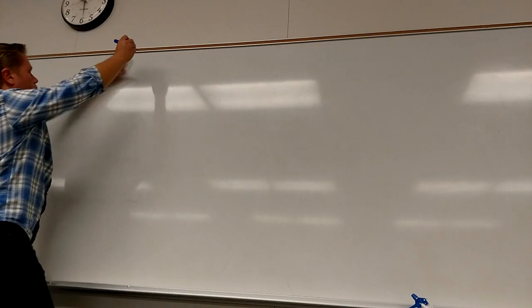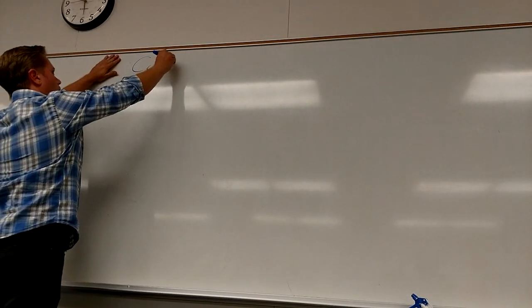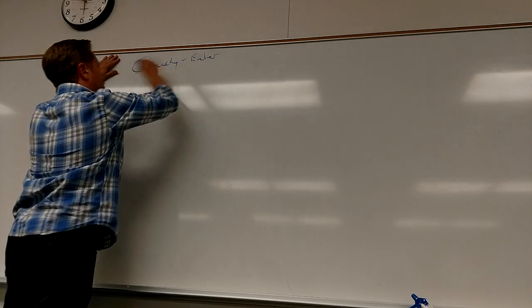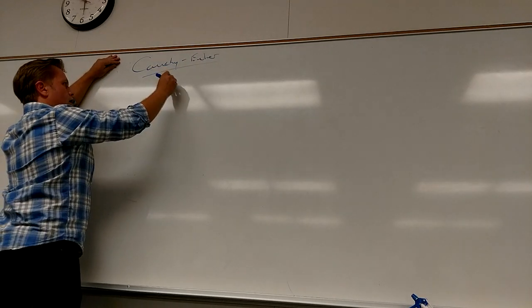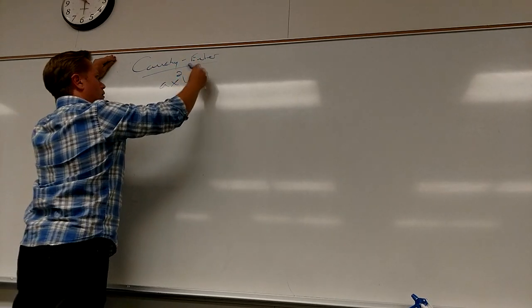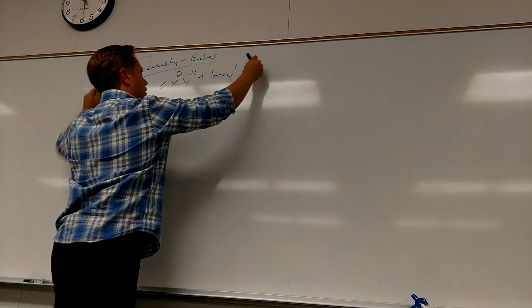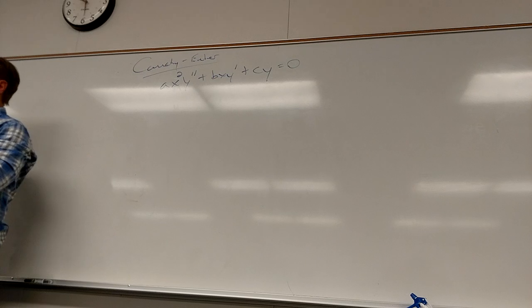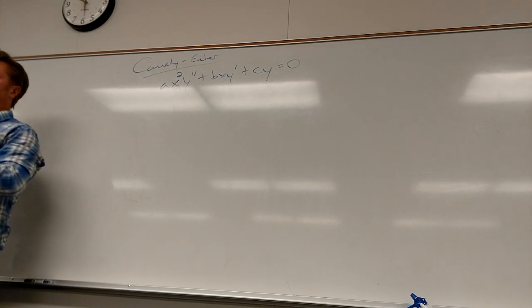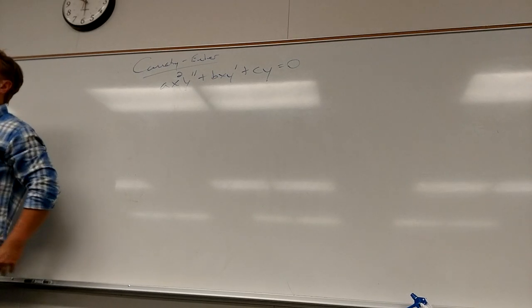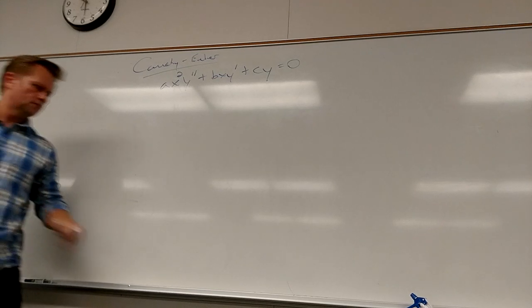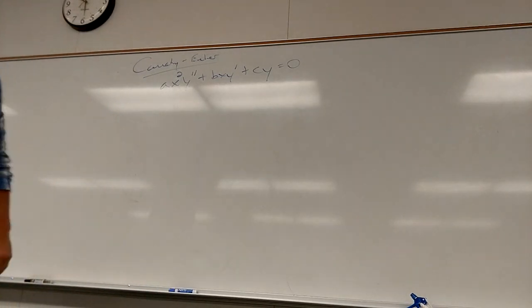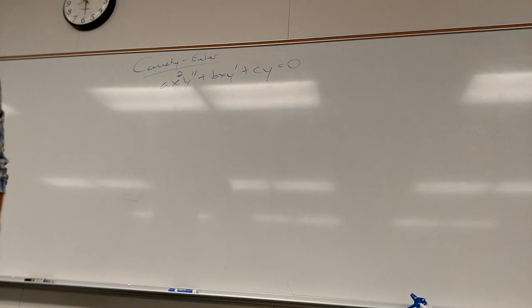So for Cauchy-Euler, here, I'm going to just do this just because. So that's the form of Cauchy-Euler homogeneous equation. Obviously, it could be non-homogeneous, and then you could do the variation of parameters that we did.